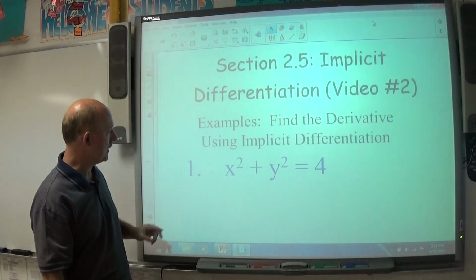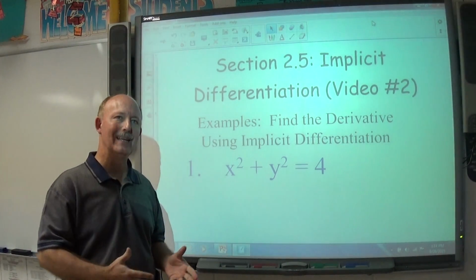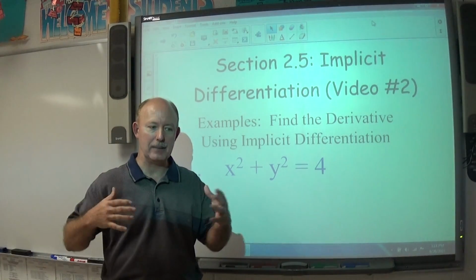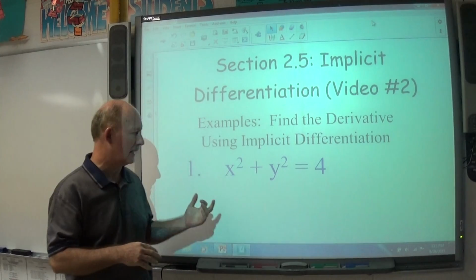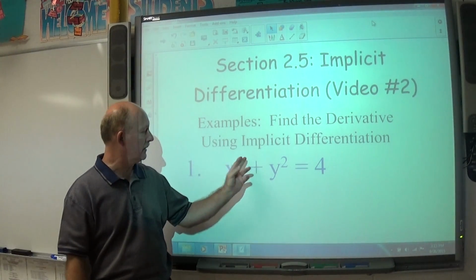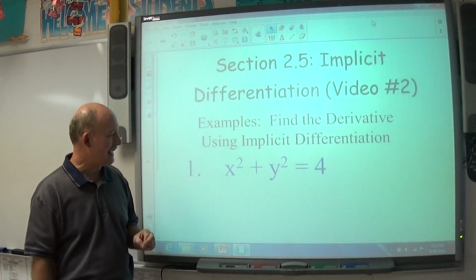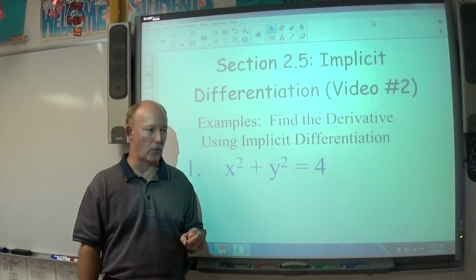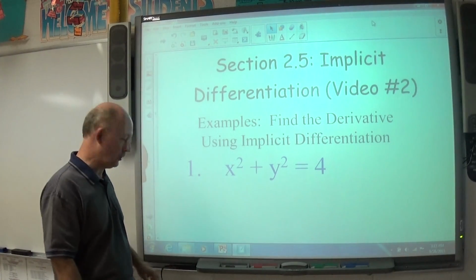We're going to start off with x squared plus y squared equals 4. I've got my smart board up and the lights turned down, so it may be a little bit dark, but hopefully you'll be able to see the problems and examples as we work them out. We're going to find the derivative of each one using implicit differentiation. Let's start with the first one: x squared plus y squared equals 4, which is the equation of a circle with a radius of 2.